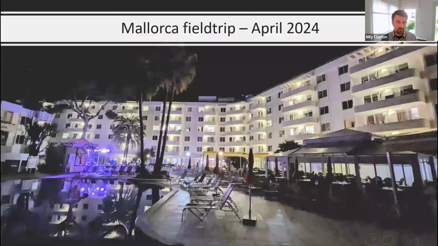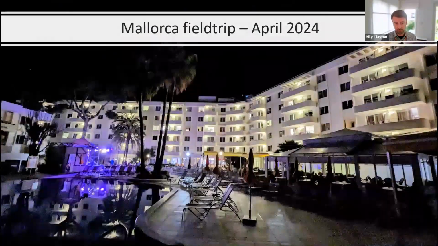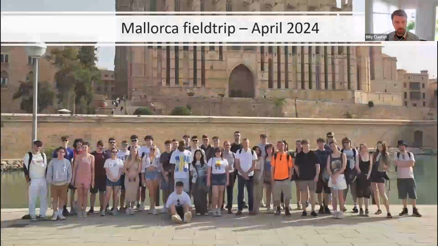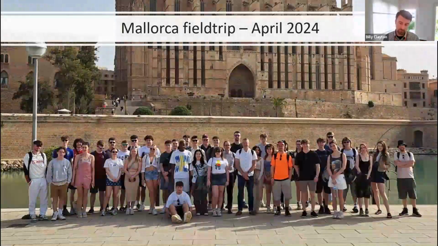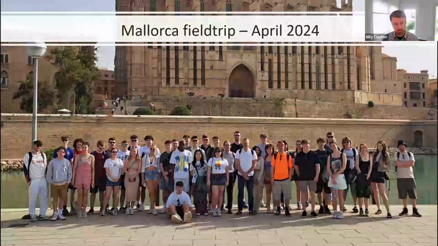This is our hotel that we stay at, which is included in the course fees. So that's a part of the package. There's no extra cost for that. And then again, us in Parma as our big student group. This is our second year group now. So you've seen our first years and our second years.